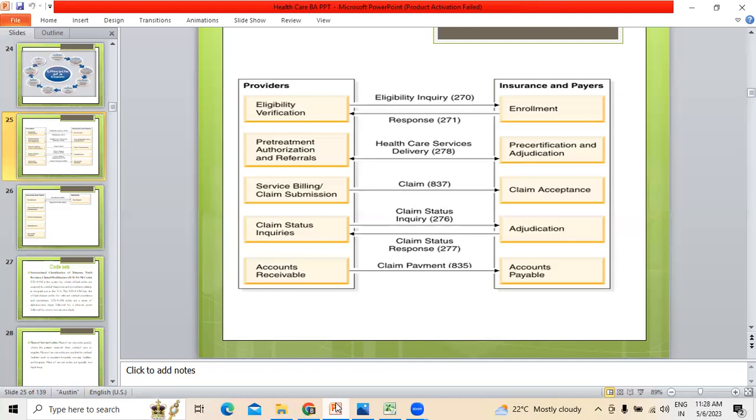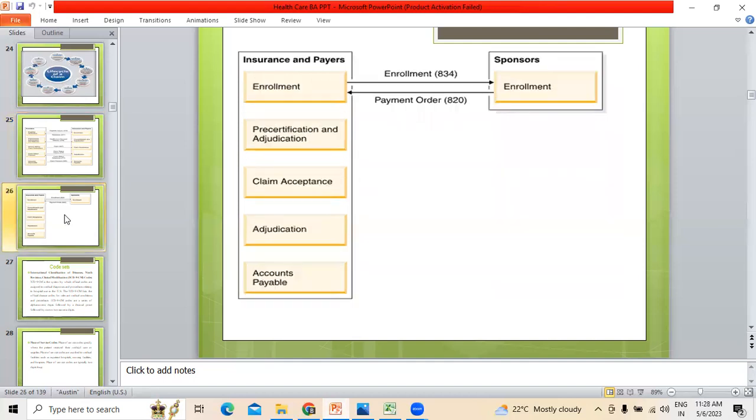And finally, whenever claim payments happen, 835 is generally the code number used. Apart from that, if any enrollment process happens prior to that, 834 is the enrollment done to the sponsor. At the same time, the payment order will be provided by the sponsor. Sponsor means any organization where employees are working. So the organization will insure the employee, right? So employer, I can say.